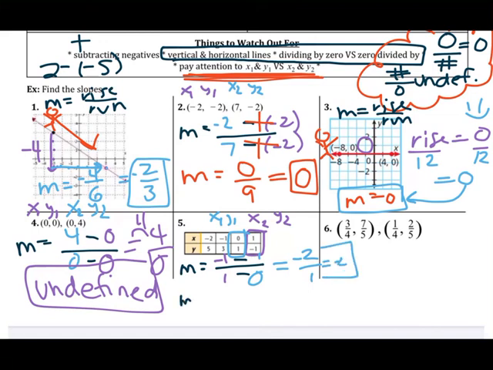Just for kicks and giggles, and because I want you to see it doesn't matter which 2 points you pick, let's pick these 2 points. So if I did my second y, 1 minus 3, over 0 minus -1, this would give me -2 in the numerator, +1 in the denominator, and I would get the exact same slope.